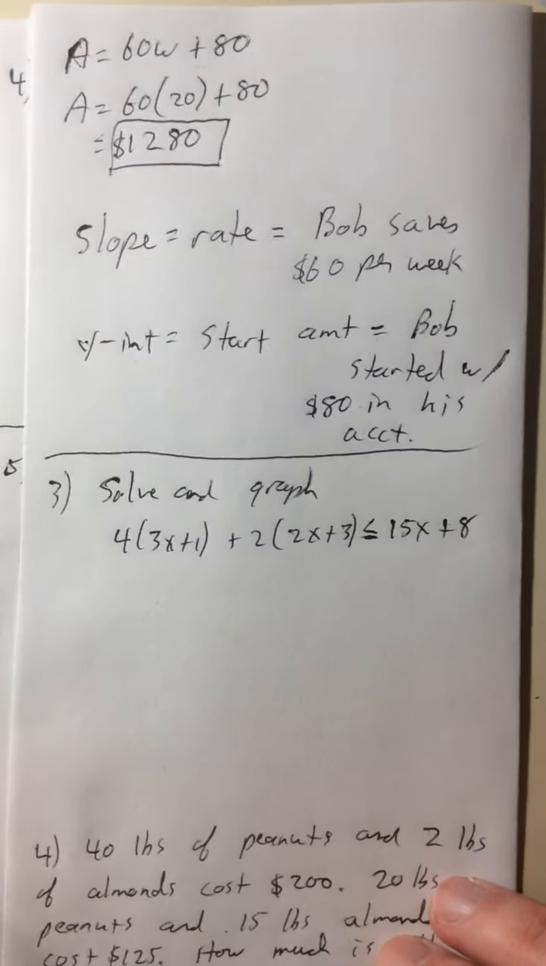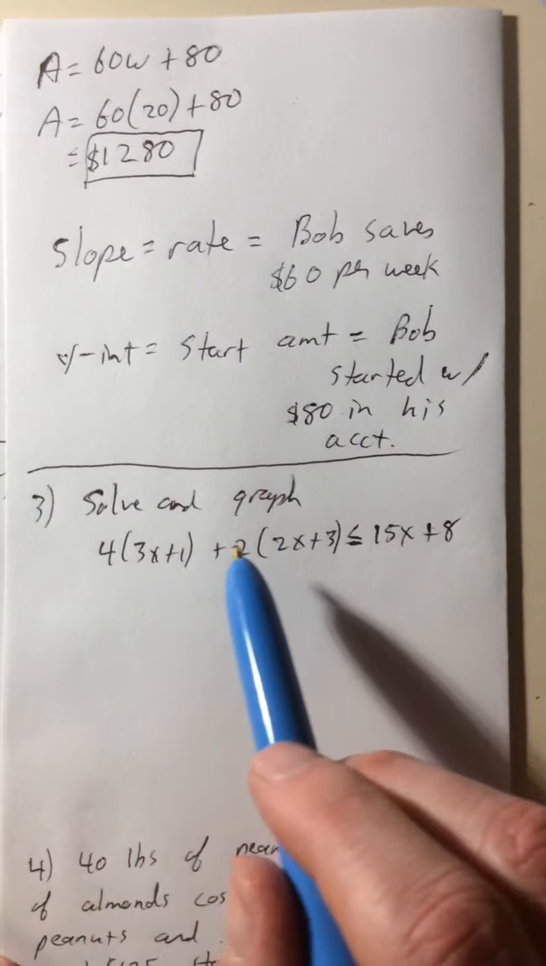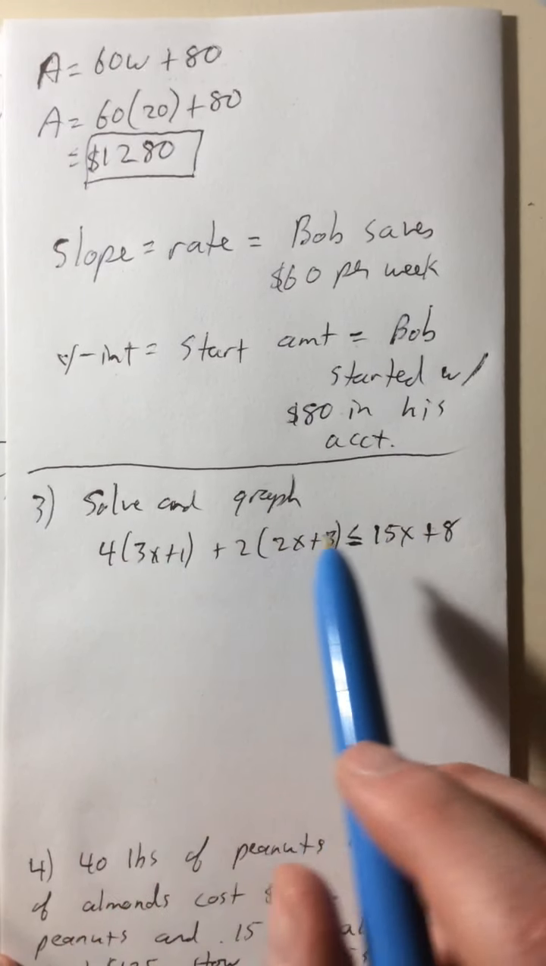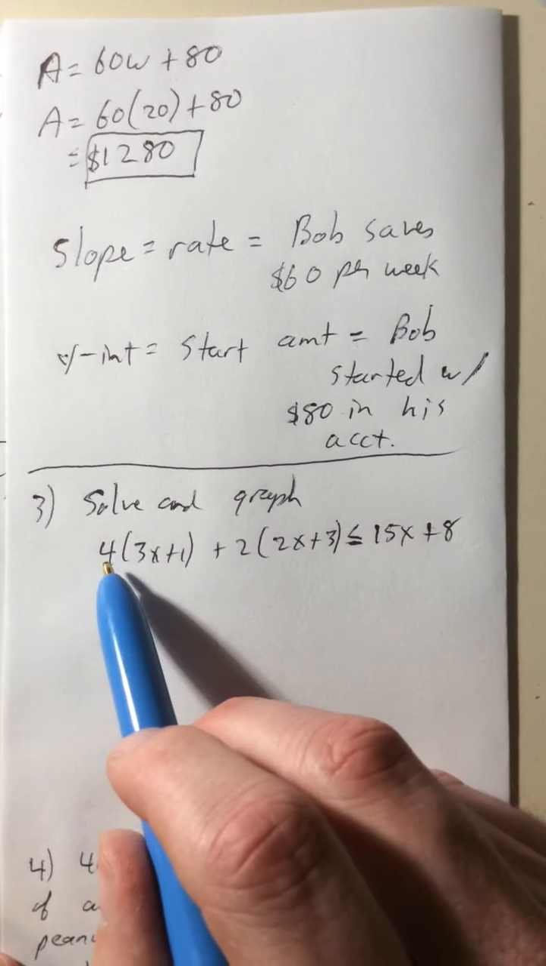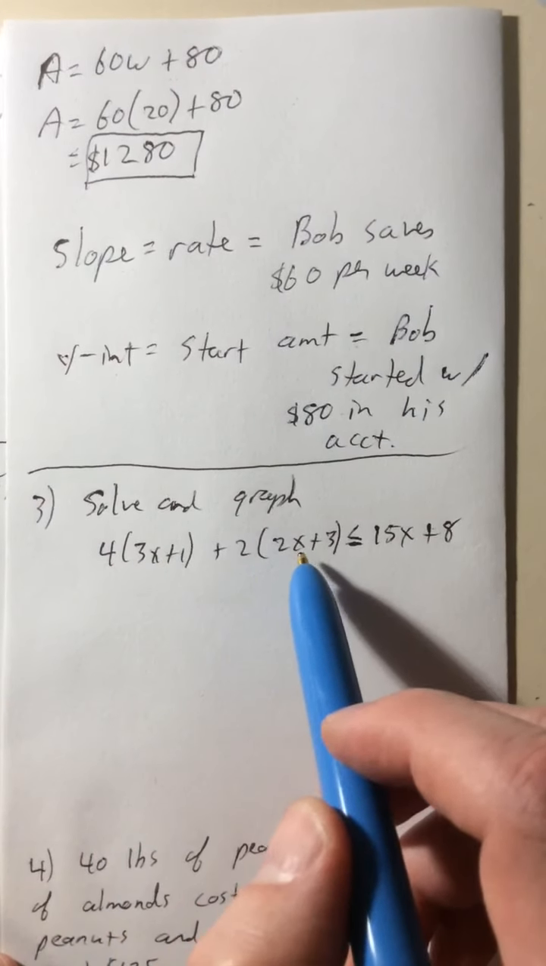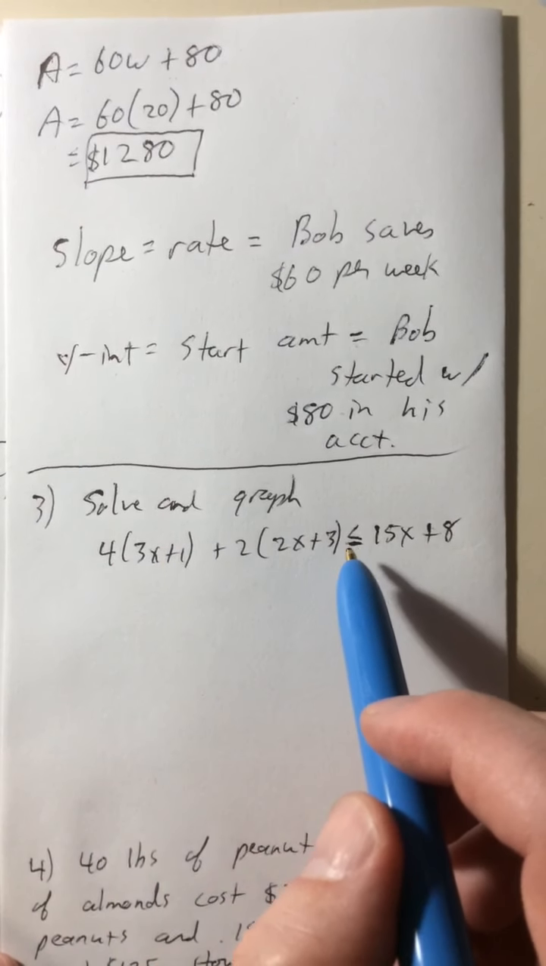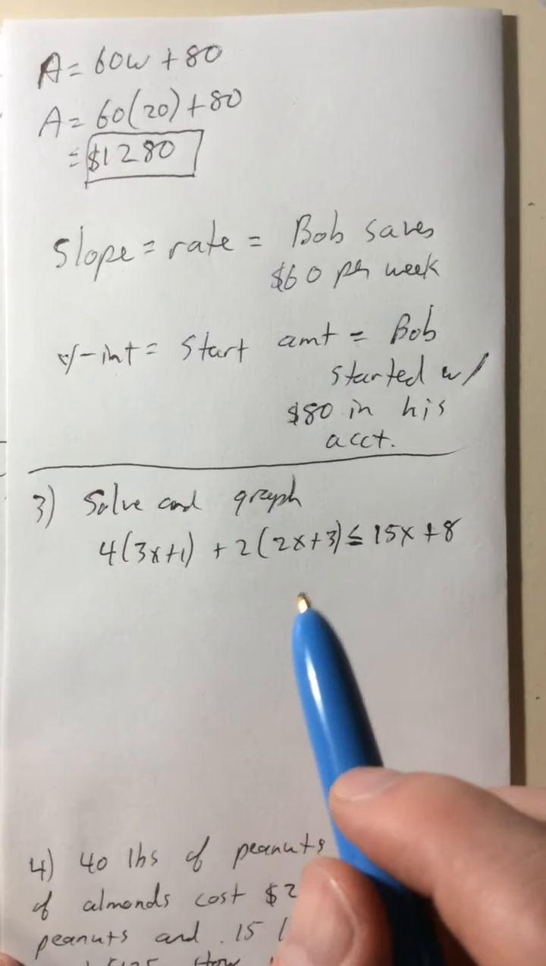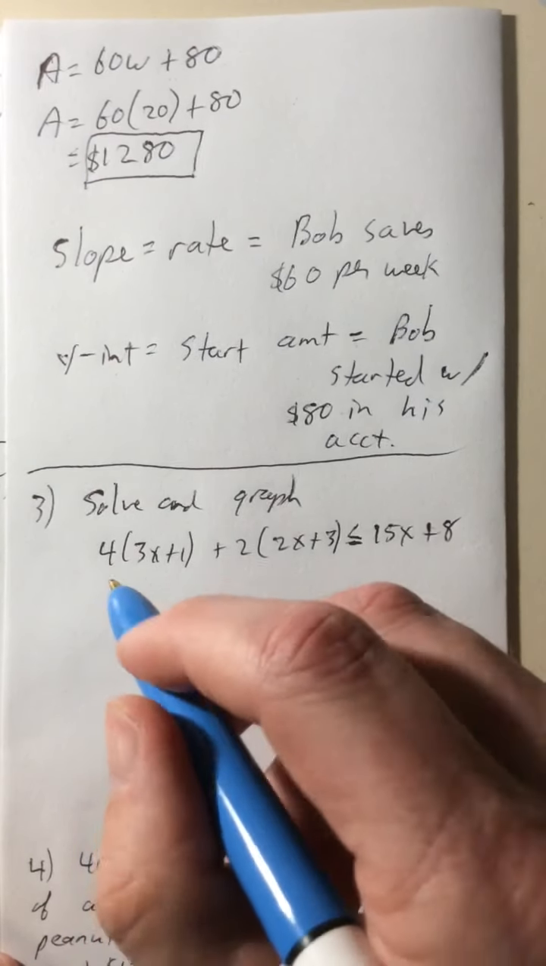All right. Solve and graph. So we've got to solve this one right here. Looks complicated, but we remember how to do this sort of thing. We're just going to do the distributive property on this and this, collect like terms, solve, graph. Simple. All right, so we just multiply this stuff.